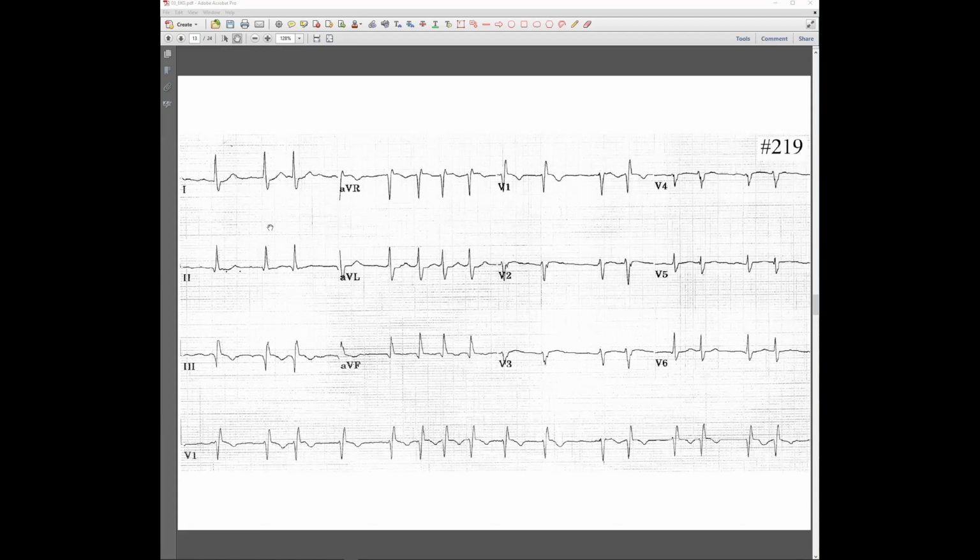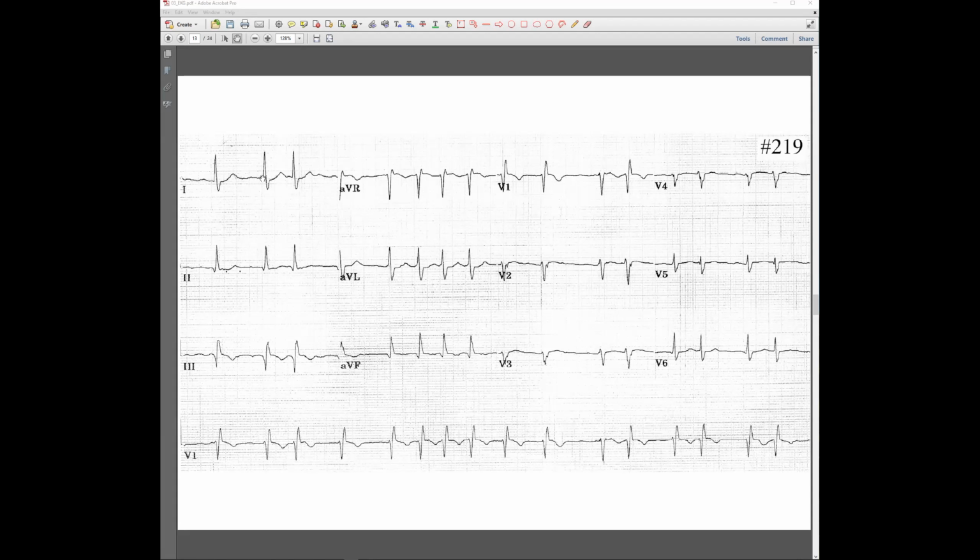See, it's moving terrifically. So I think the axis first is normal, because lead one and AVL are both positive. Rhythmicity: is it arrhythmic? Yes, it's arrhythmic. Okay, go on.